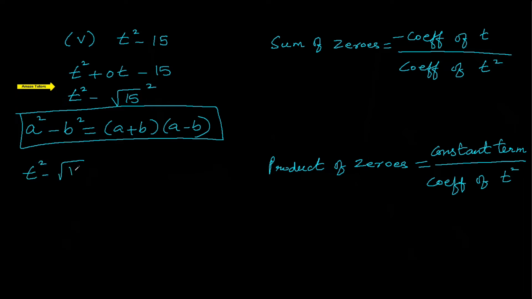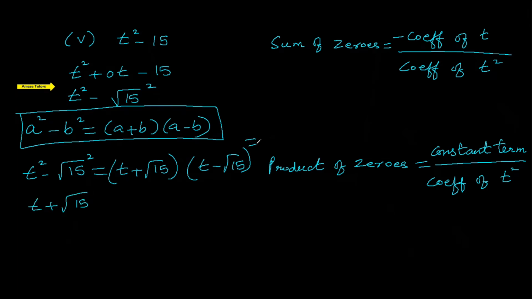t squared minus root 15, the whole squared. In place of a, I have t. In place of b, I have root 15. So the two factors are t plus root 15 and t minus root 15. Now to find the zeros, equate each to 0, because this should be 0 to solve the quadratic, or t minus root 15 is equal to 0.